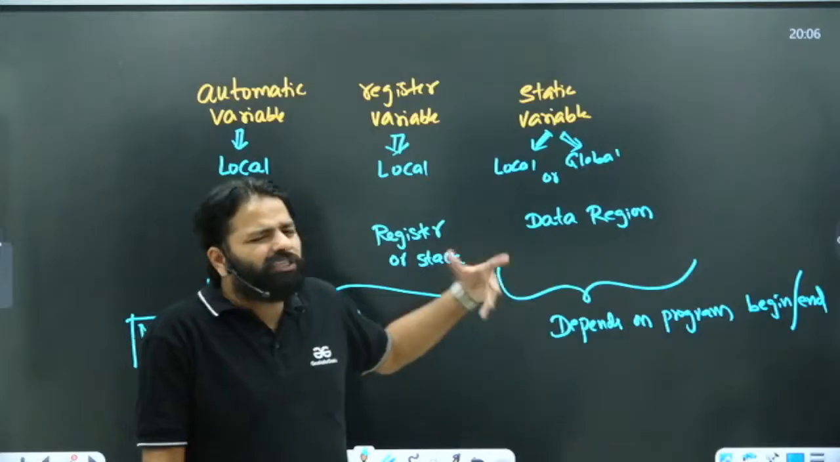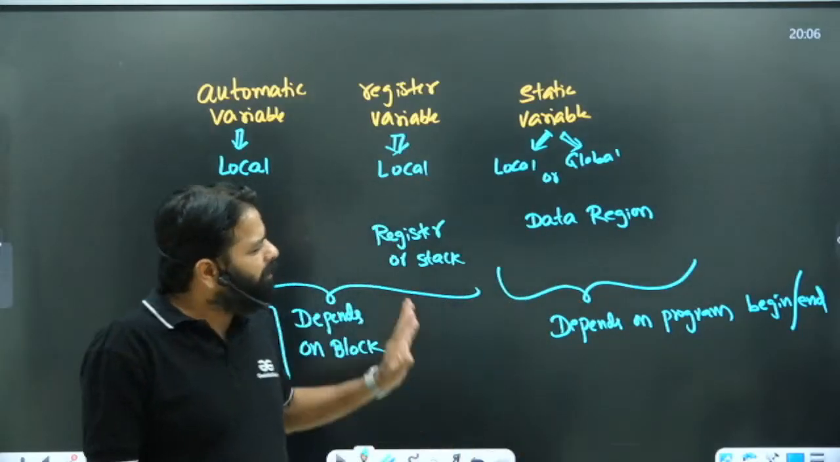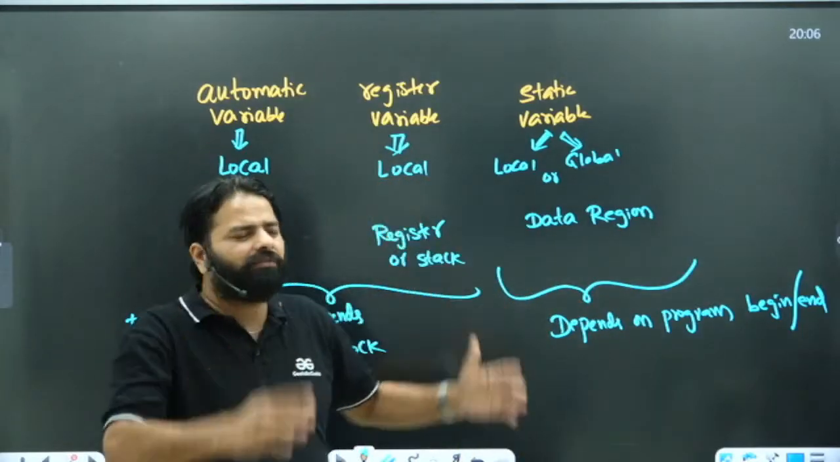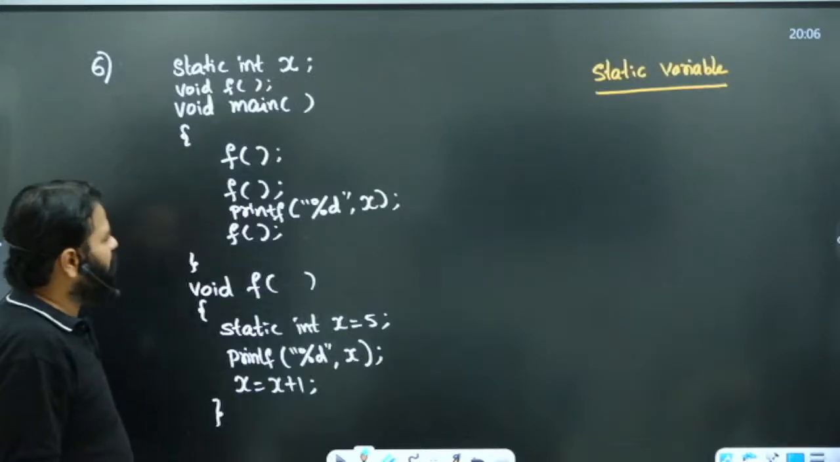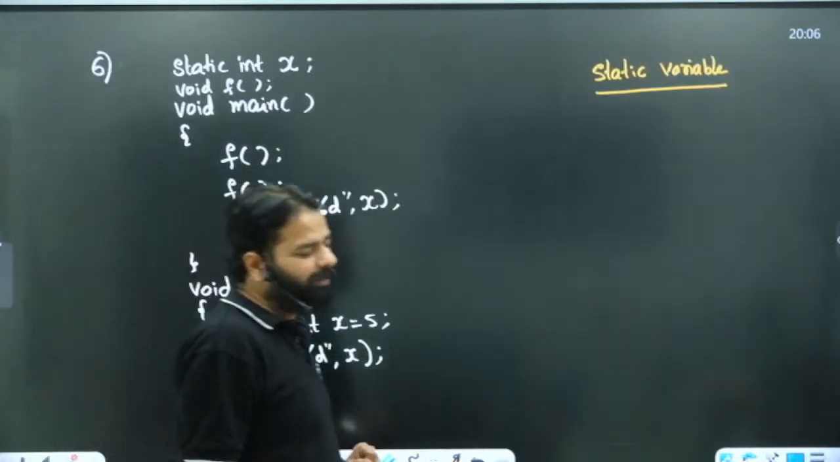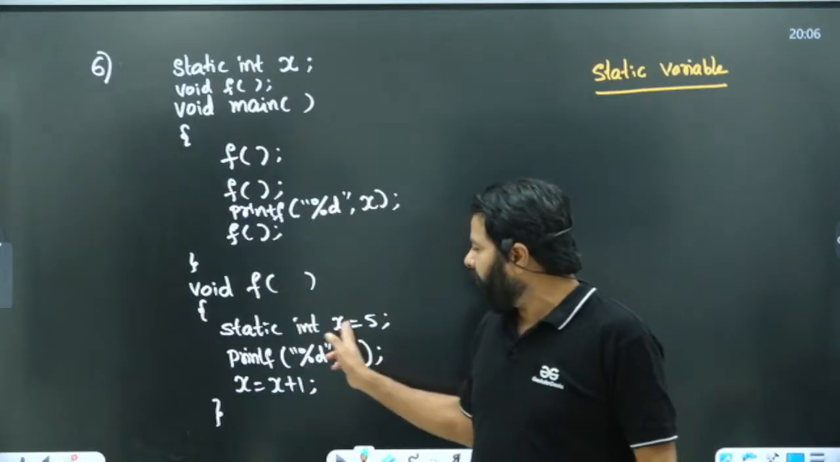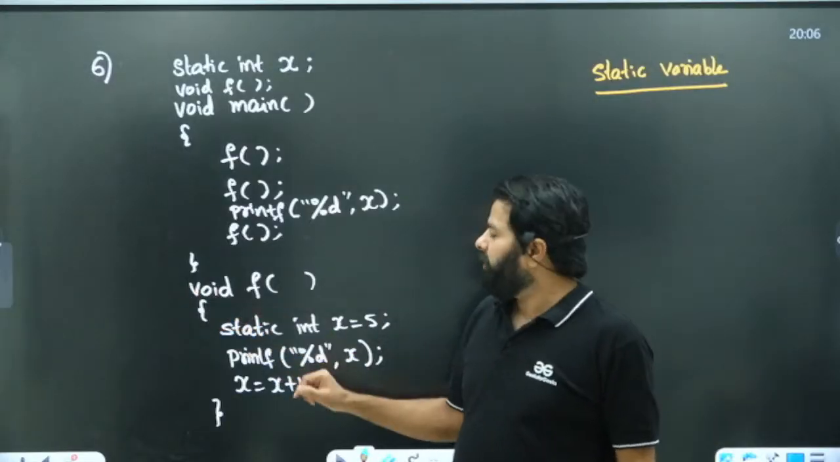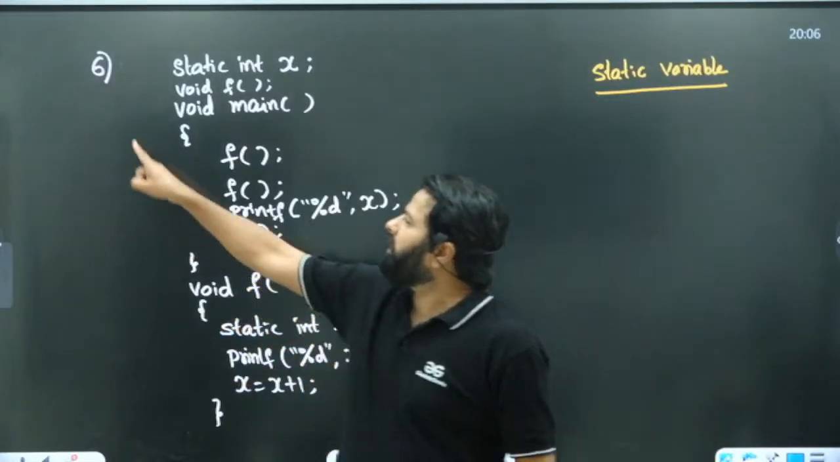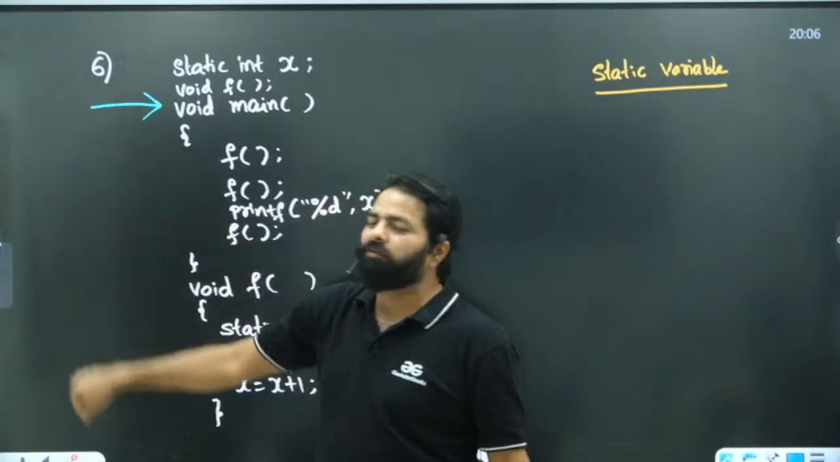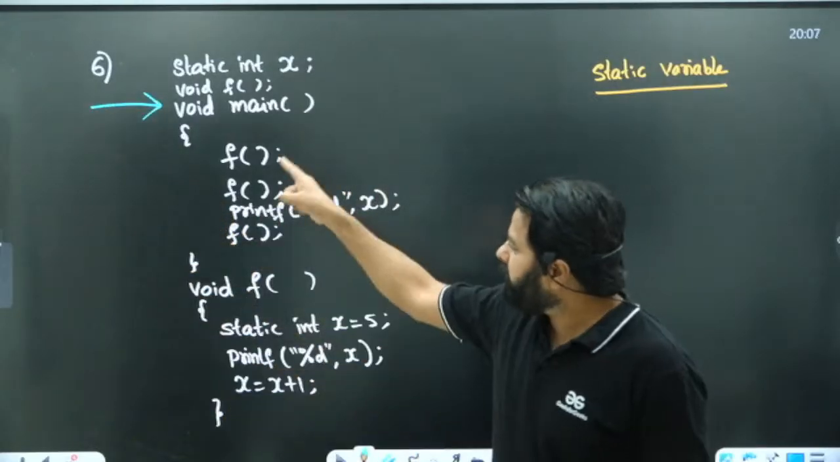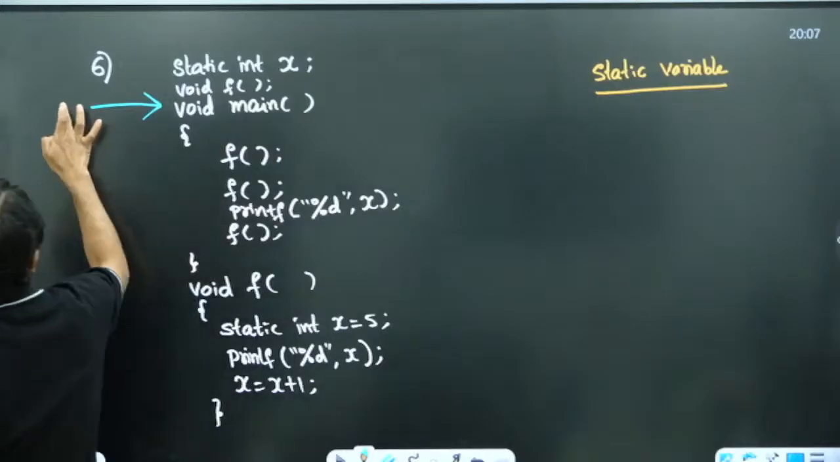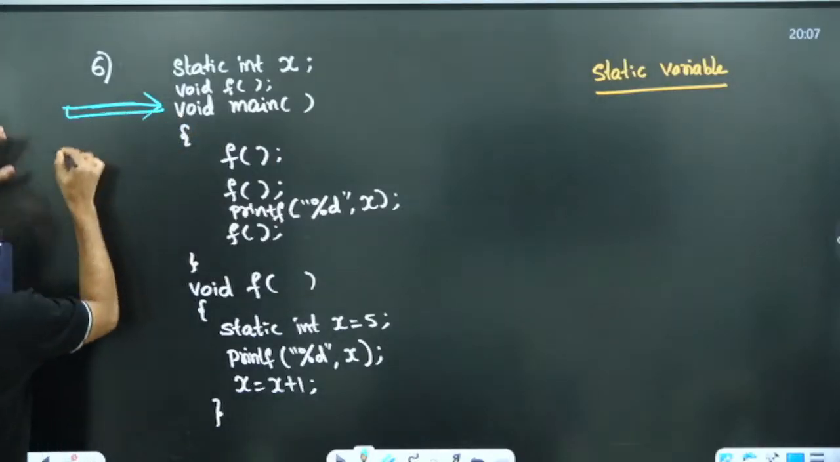So whether it is local or global doesn't matter. The memory is created just before the start of the execution, and that's the beauty of the static variable. This static variable will not be created when you enter. No, this static variable is created when you start your program execution. At this point only, all these static variables are created.